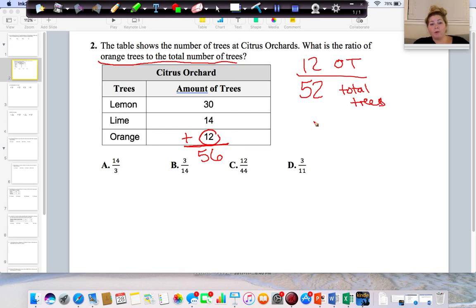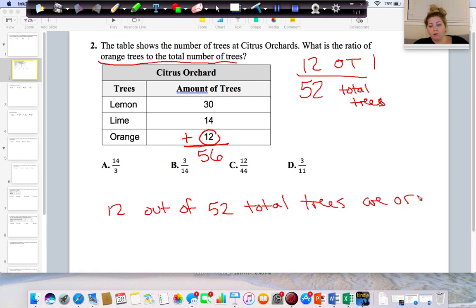On your test, I'm going to have a bonus here. If you can write the two ratios that you're given on your test by explaining them, okay? What that means is for this one, it would be 12 out of 52 total trees are orange trees. This would be your explanation, but it is only a bonus. I'm not taking any points away if you don't have that written down, okay?